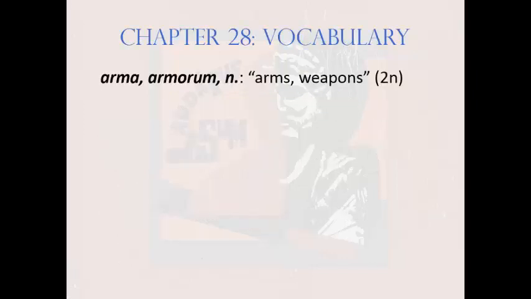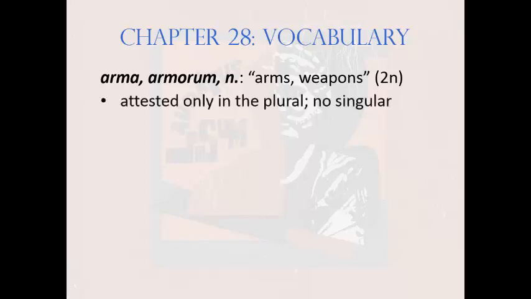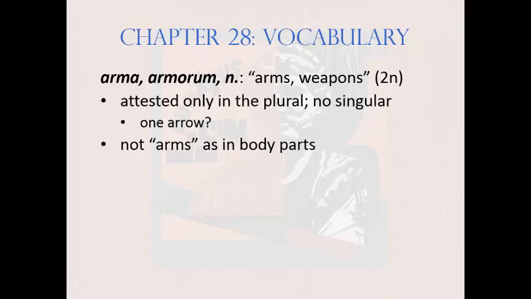The first word is arma, armorum, neuter, meaning arms or weapons. It's a second declension neuter noun. It shows up in ancient texts only in the plural. No singular armum is attested. I guess that makes sense. After all, whoever shoots only one arrow. Which raises another point. Be careful. This is not arms in the sense of a body part. In Latin, that arm is brachium, brachii. This is the arms in arms race.